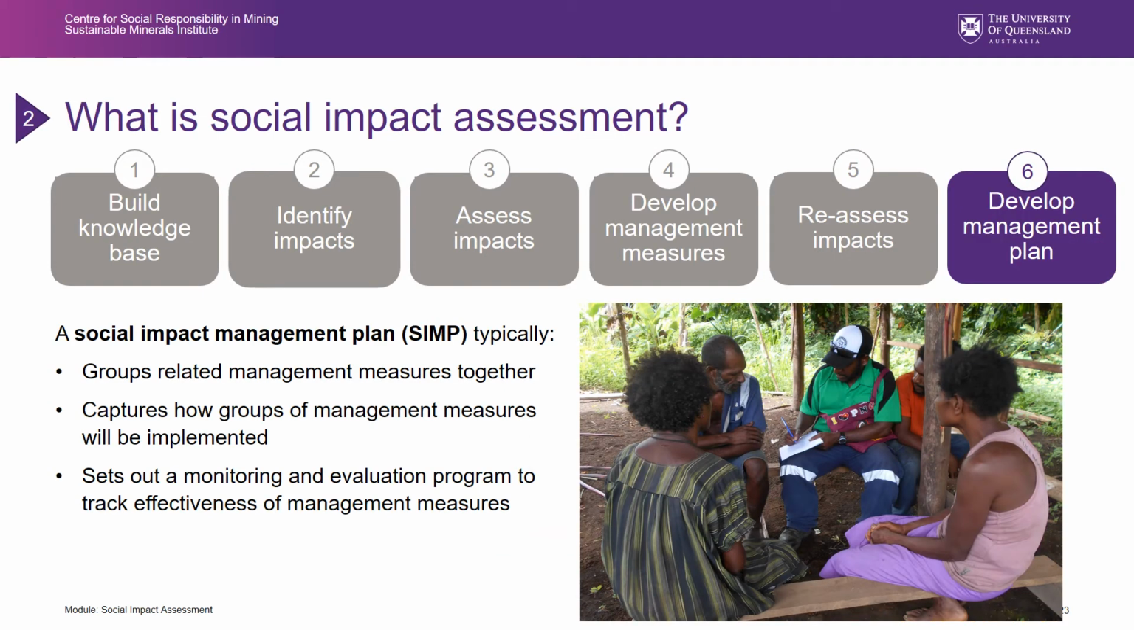These 5 steps comprise the core process of SIA. There is one more step, which sometimes is not counted as being part of the SIA, but is nonetheless an important link between the SIA and social performance practice. That step, which we will consider to be step 6, is to convert the management measures into a coherent plan of action, often called a Social Impact Management Plan, or SIMP.